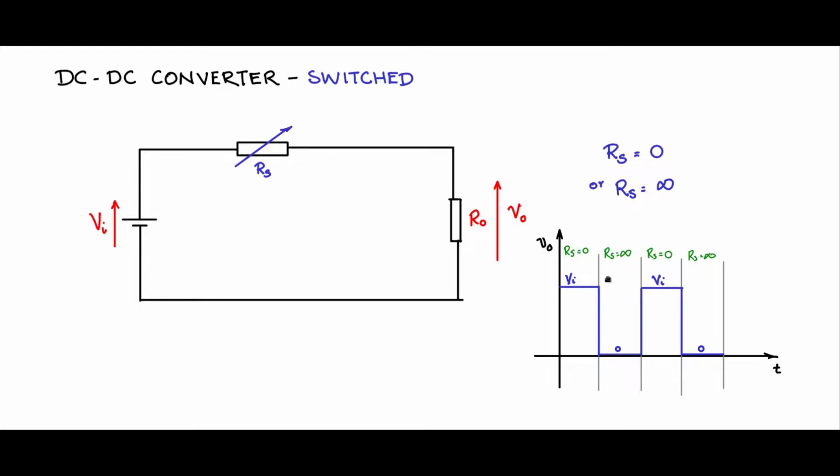Now to take care of this pulsating or chopped DC that is coming across the output, we need to put a filter. So we will put a filter which is non-dissipative. So we have to put an LC filter. That is what we will do to obtain a DC again at the output.